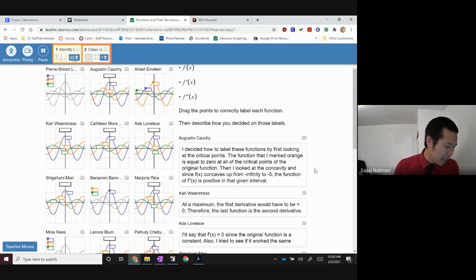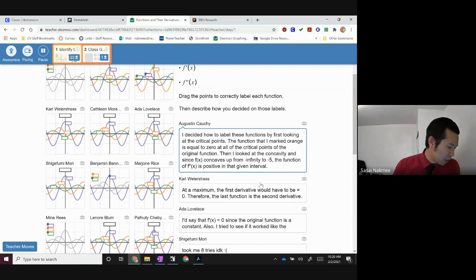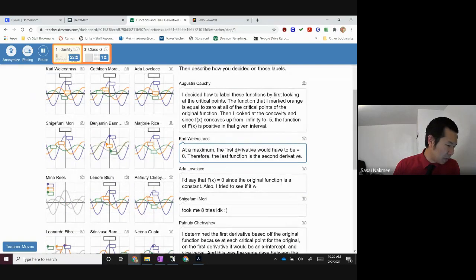Critical points, concavity. And whether or not you got it right, I love your explanation. So whoever is Augustine, very good explanation, right? Carl, whoever you are, at the maximum, the first derivative would have to be equal to 0. That is very good. Yeah, that's good. Therefore, the last function is the second derivative.